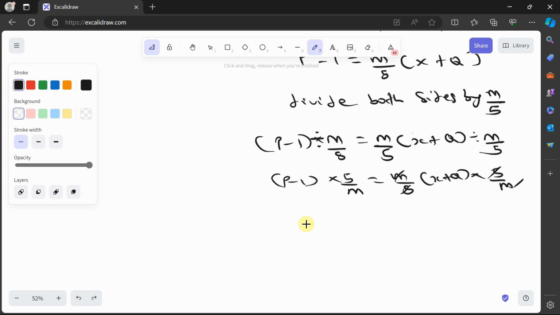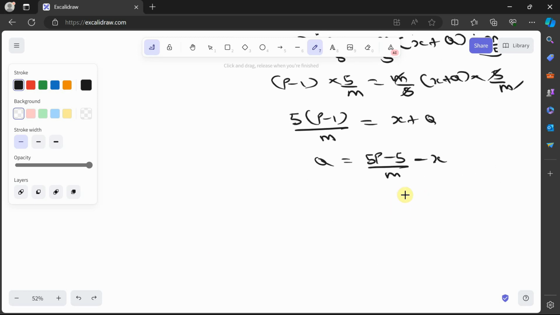We have this now. So we have p minus 1, and let me just say 5 open bracket p minus 1 all over m is equal to x plus q. So to make this q stand alone, which is what we want to find, we'll just take over this x to the other side. So we'll say q is equal to 5, let me open this bracket, 5p minus 5 all over m, then minus x.